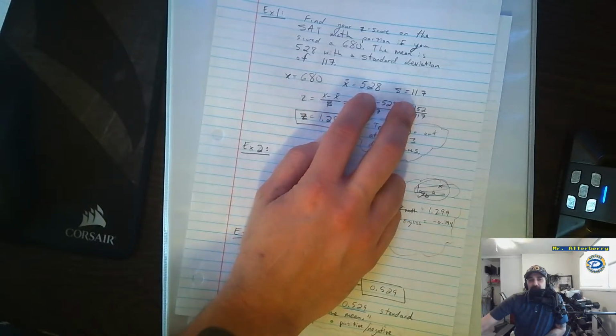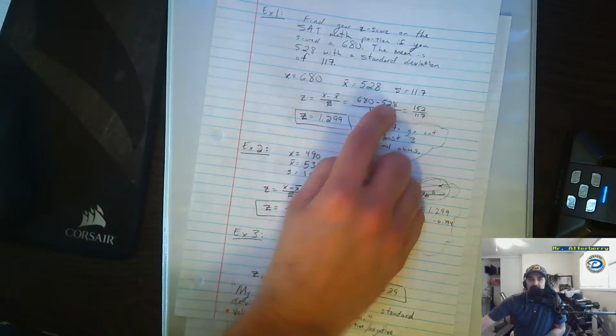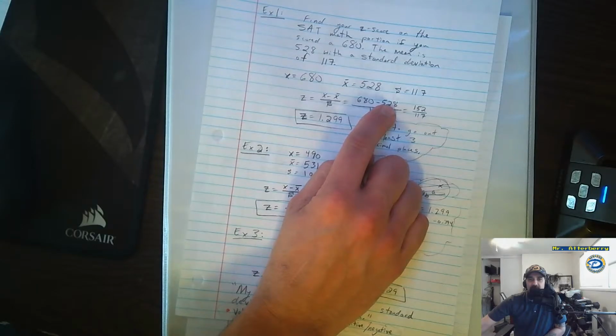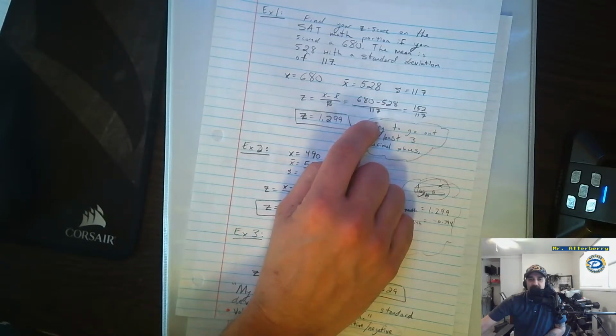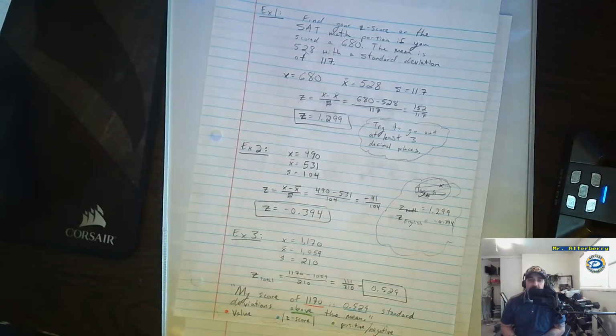So I look at the equation: z equals x minus x bar divided by s. I plug in what I know. x equals 680, x bar is 528, divided by 117. I get 152 over 117. Divide that and we get 1.299 for a final result.